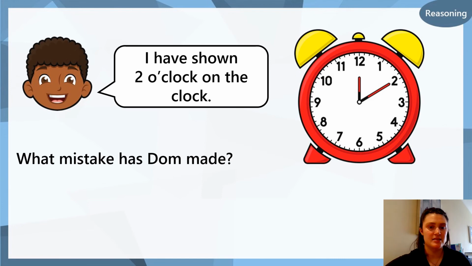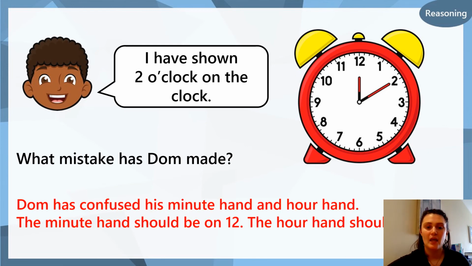Now let's have a look here at Dom. Dom says, I have shown 2 o'clock on the clock. What mistake has Dom made? So remember, big hand at 12 means it's the o'clock. Have a look at Dom's hands. Does this show 12 o'clock? No, it does not. Dom has confused his minute hand and the hour hand. The minute hand should be on 12 and the hour hand should be on 2. So big hand should be on 12, small hand should be at 2. He got them the wrong way around.